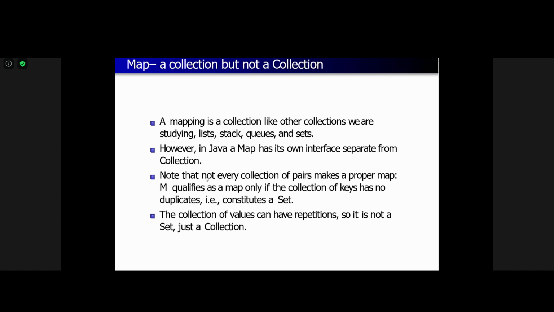So you can see that you can't just say it's any collection of pairs, because the keys can't have any duplicates. The keys have to constitute a set. So we have a set of keys, and this collection of values. The collection of values can have repetition. So we have a set of keys and a collection of values.